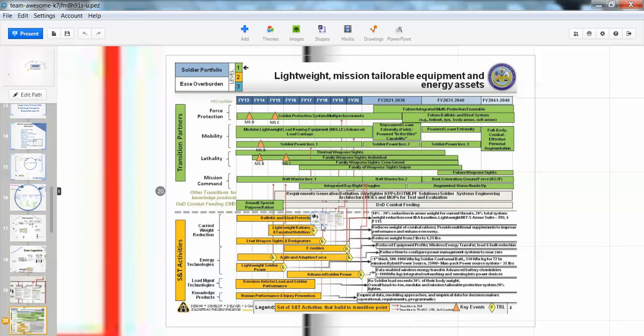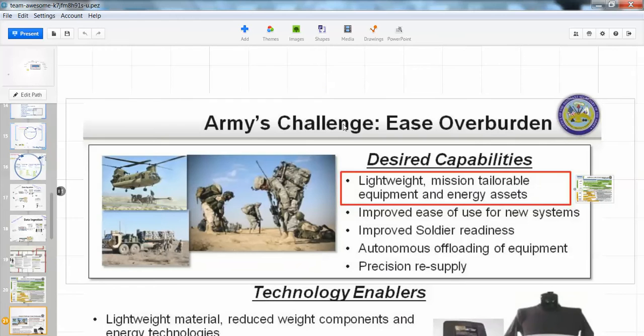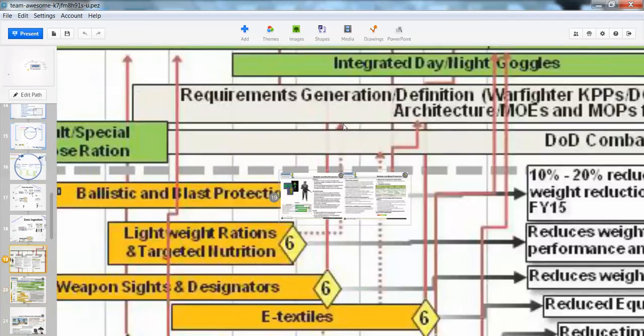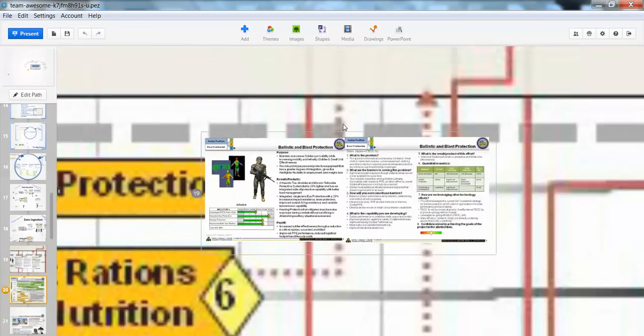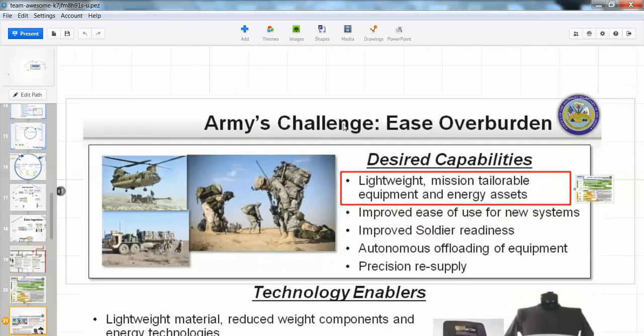It also provides me the relationship information by these lines, which again I don't know exactly what they mean every time, but these lines indicate there's a relationship to something else. And that's nested under an Army challenge, under ease overburden, which is further nested under desired capabilities. So each of those is a nesting. That nesting is a relationship, and I can use those relationships to further indicate that this has a relationship to something else in the portfolio. So it's an inference that the slide was purposely nested in this place for a reason.